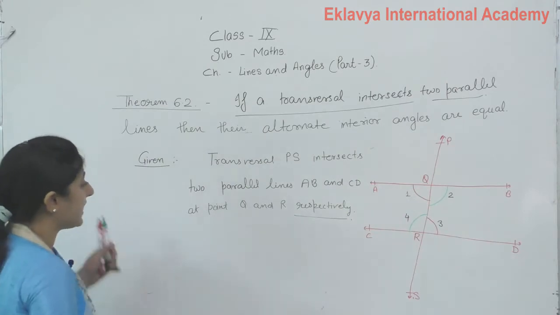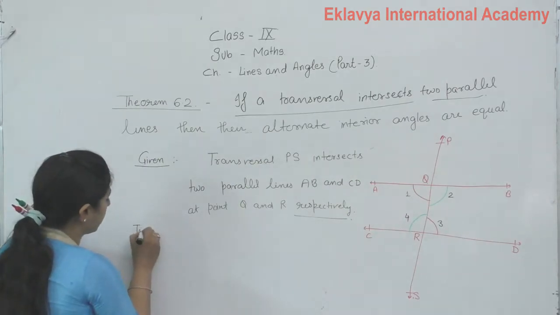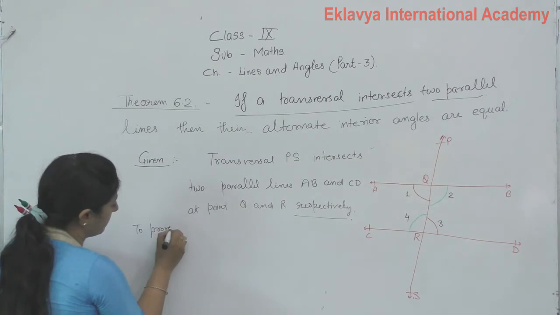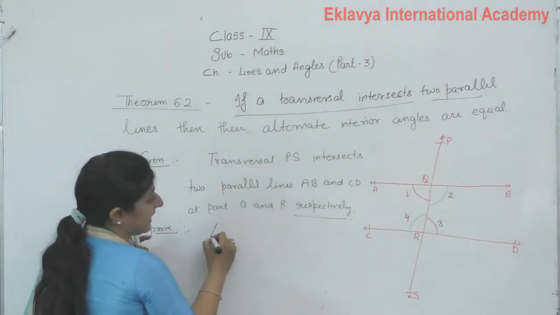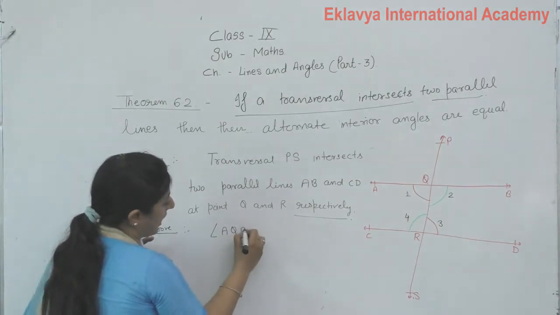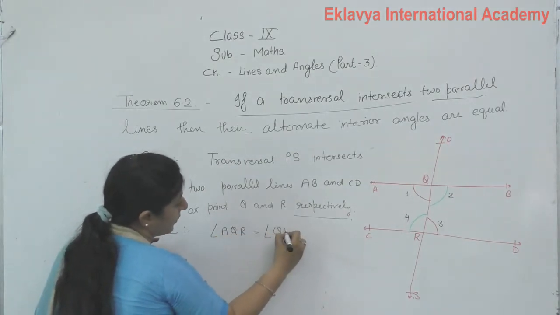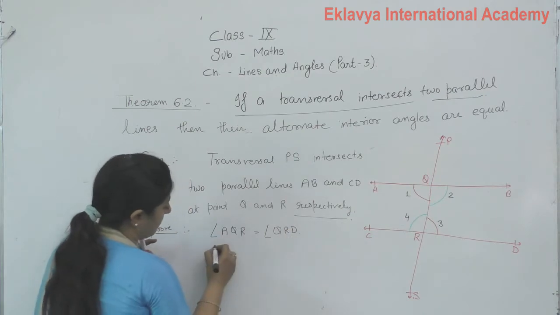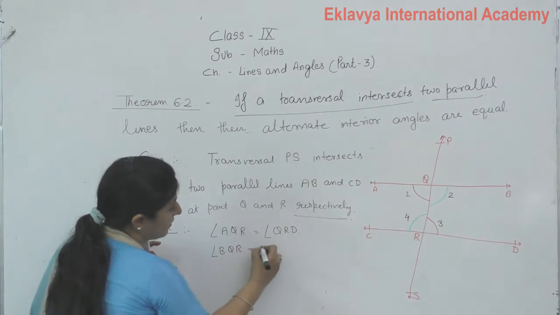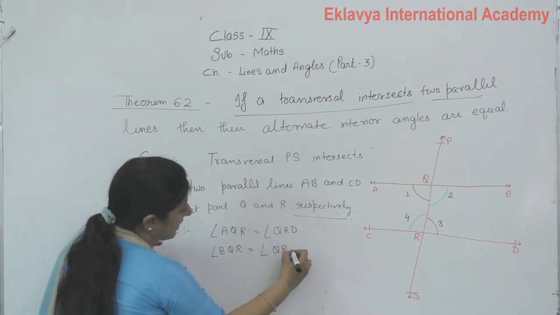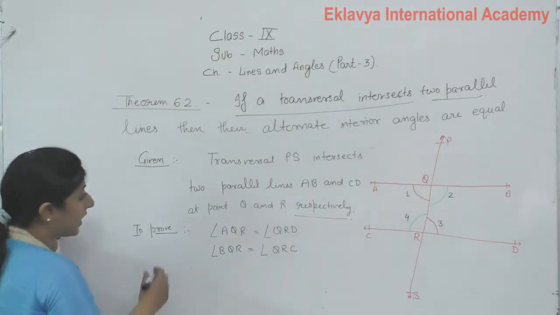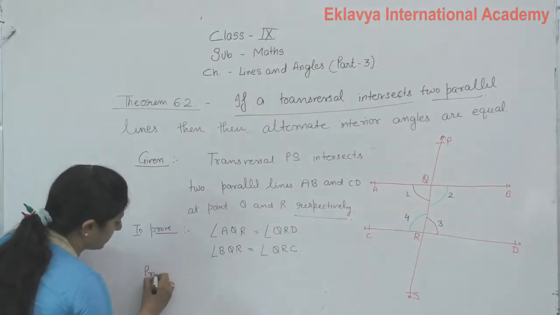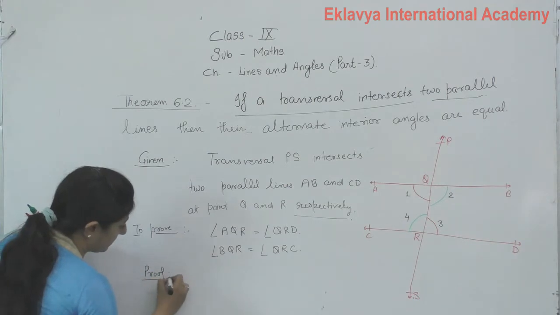After the given, we write down what we have to prove. To prove: what do we have to prove? That angle AQR is equal to QRD. Second, BQR is equal to QRC. This is what we have to prove here. Now we start our proof.